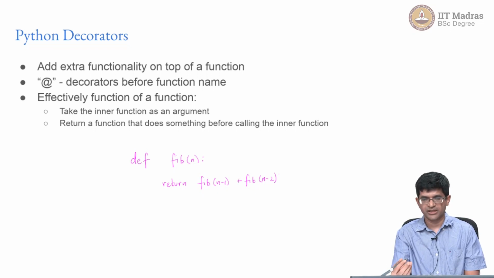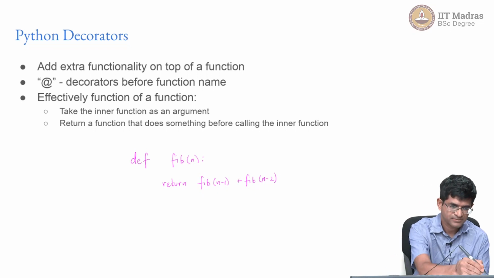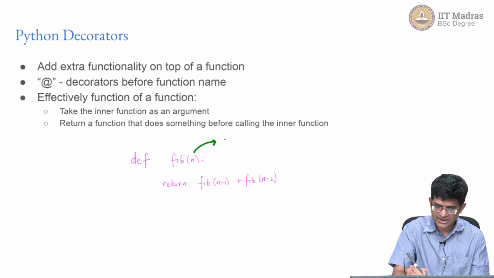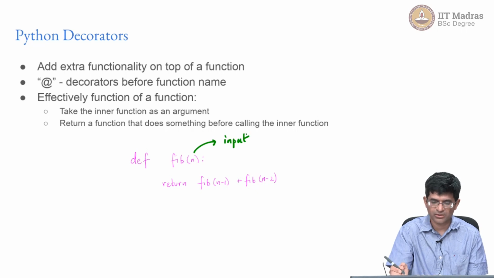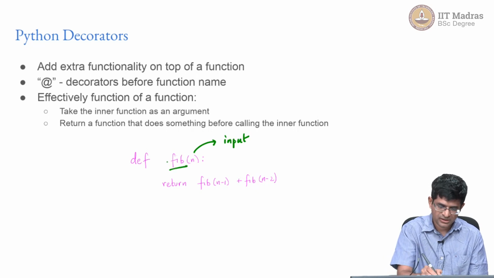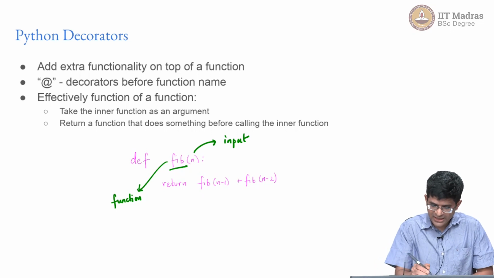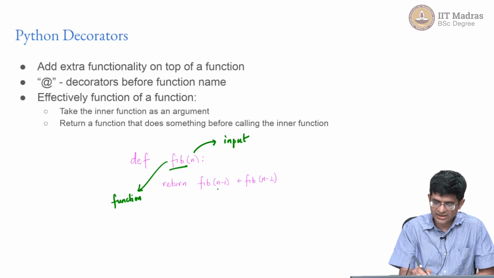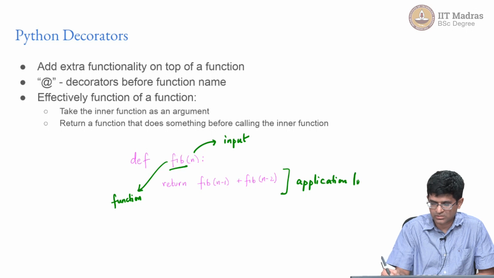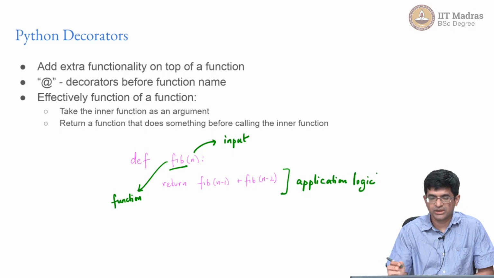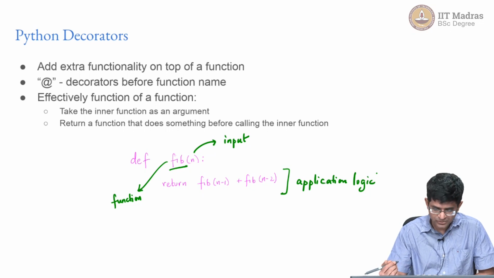This is a function. What does it do? It takes this input. This n over here is the input, and this is the function name itself. And the functionality that we are dealing with essentially corresponds to some, we can call it application logic, or different forms of logic depending on what you're trying to do.